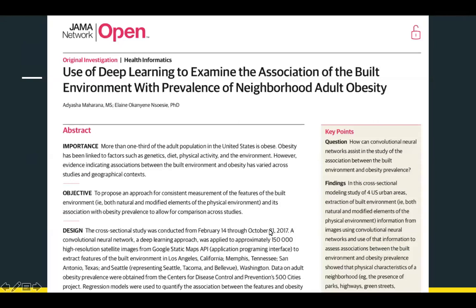So let's just go through one example. I like to use the work that I have done because it's easier for me to explain it. So this is a paper that we wrote a few years ago where we're using deep learning to examine the association of the built environment, that's the environment around you, and the prevalence of obesity in US cities. So here's what our introduction looks like.